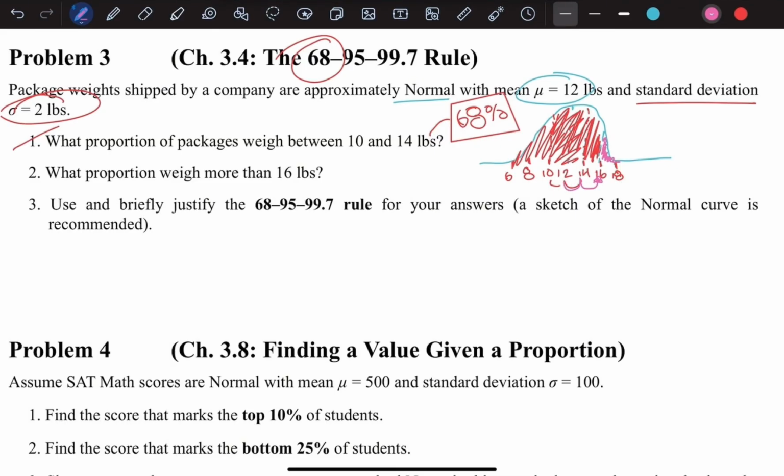With it being 2 standard deviations away from the mean, this would mean that 95% is covered. But because we're not looking at the other side, divide that 5% in half, and you get 2.5% for the proportion that weighs more than 16 pounds.